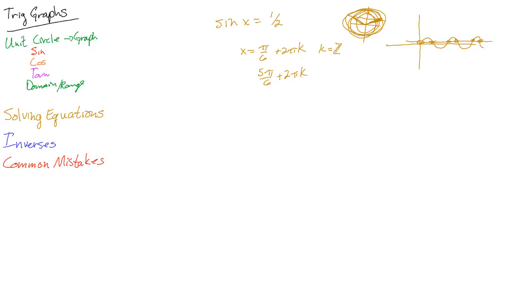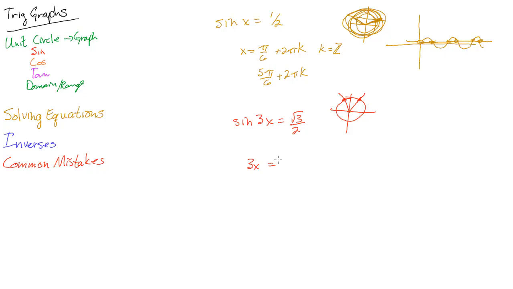All right, let's write another one like that so you can see what that kind of looks like. Sine of 3x equals, let's do square root of 3 over 2. Well, this means that 3x can equal, where's square root of 3 over 2? That means that you're right up here or right up there.